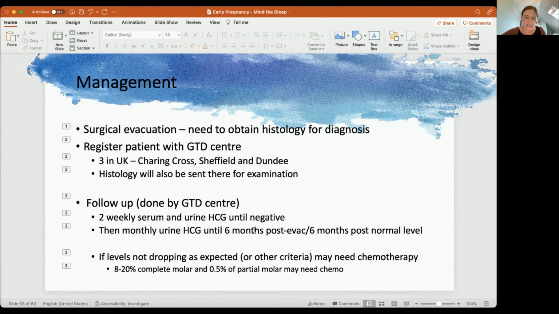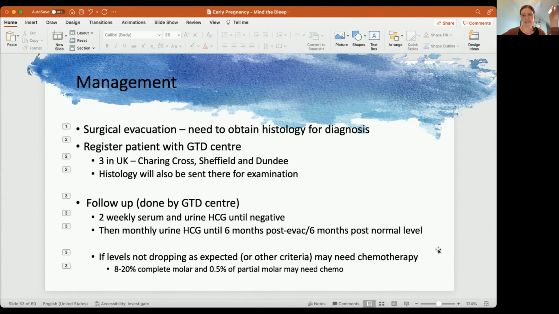So once the HCG is negative, they have monthly urine HCG sent to the centre for 6 months after the evac, or 6 months after it's gone down to negative. However, the reason we need to monitor these women is that a small number of the complete molar will invade a little bit deeper, and for these women they may need chemotherapy to get rid of the molar tissue. It's an invasive kind of tissue. The figure is very broad: 8 to 20% of complete molar, and only about 0.5% of partial molar might need to have chemo.